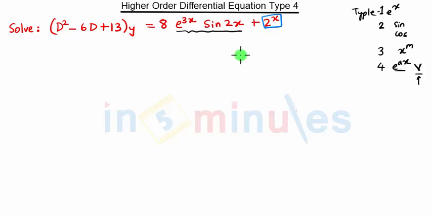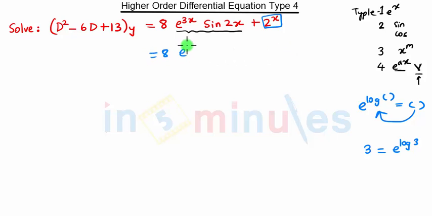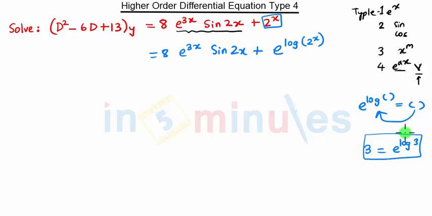So what we are going to do is simplify this part. We know that e raised to log of something is that something. So the inverse is also true. That is, if we have something like 3, we can write it as e raised to log of 3. Similarly, we are going to write here 8 into e raised to 3x sine 2x plus, instead of 2 raised to x, we are going to write e raised to log of 2 raised to x.